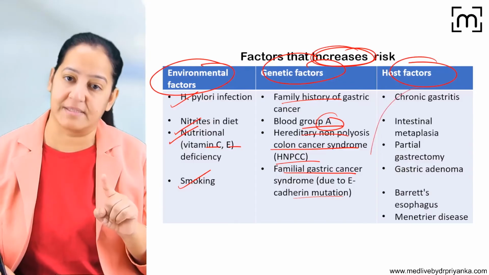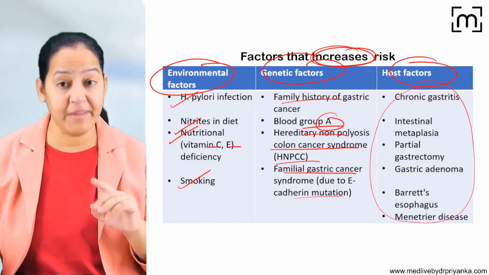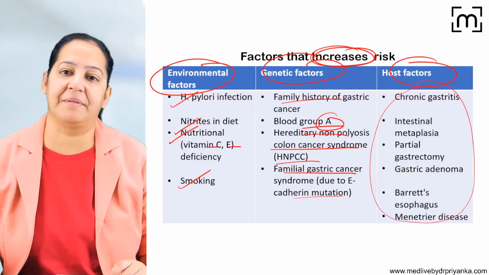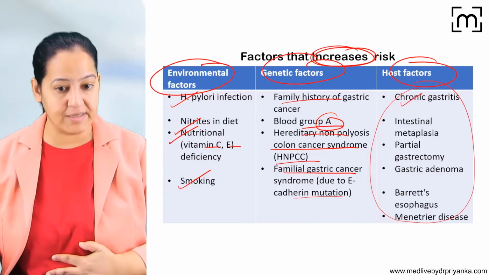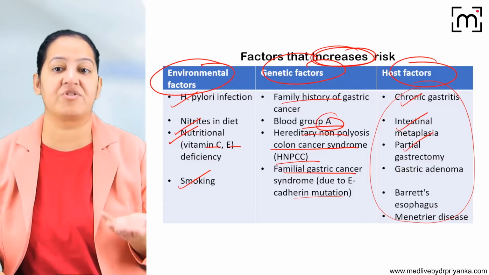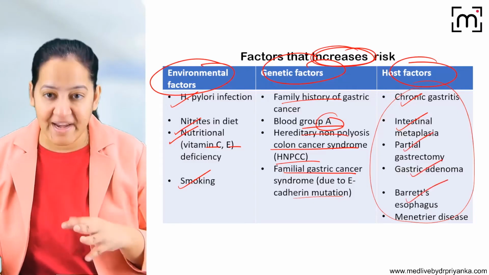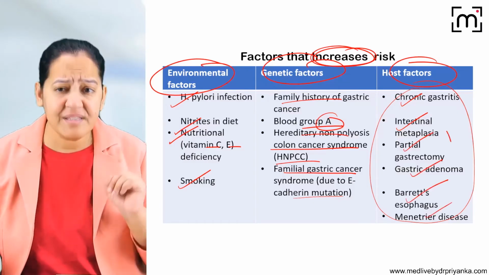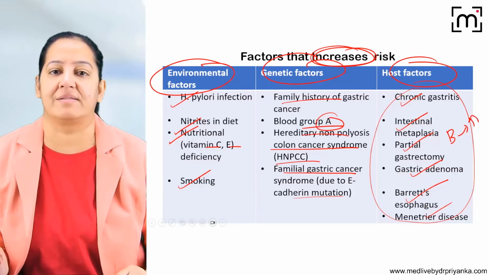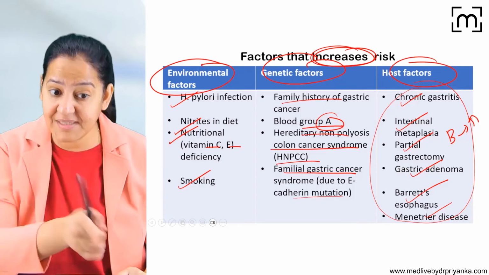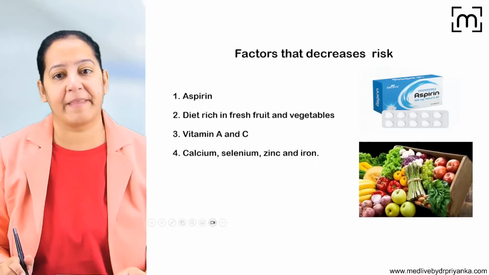Among the host factors, these are the benign diseases. In future, the risk of malignancy can be there. So all these are the benign diseases of the stomach, like chronic gastritis, intestinal metaplasia, partial gastrectomy, gastric adenoma, Barrett esophagus, and Menetrier's disease. These are the benign diseases, but they increase the risk of malignancy. So these are the host factors. So these are the factors that increase the risk of gastric carcinoma.